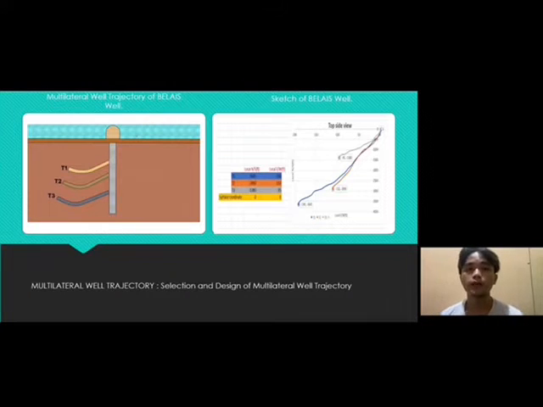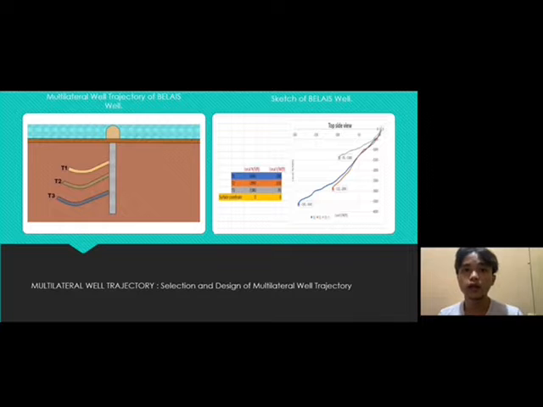My name is RODOLF SEVILLANO, and now I will continue with the selection and design of multilateral well trajectory. For optimizing performance, the trajectories of the lateral branches within the reservoir zones must be known when starting a well plan. It is required to know the reservoir properties, rock stress regime, and geometries of the productive reservoir units when determining the lateral branch trajectories.